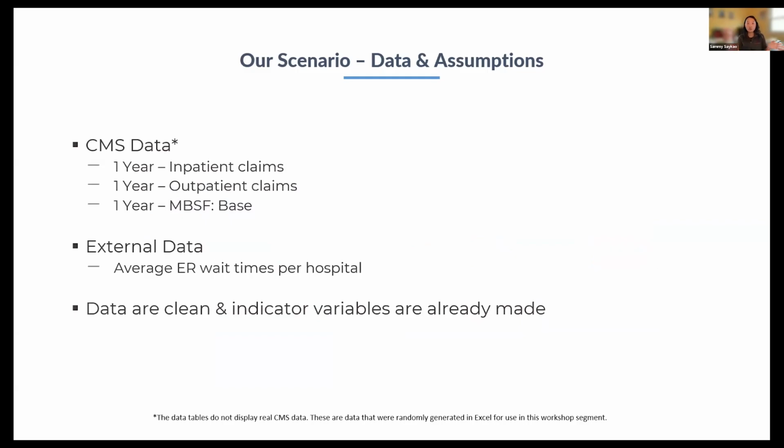So, expanding on our fake scenario, we've decided that we're going to go with one year of inpatient claims, one year of outpatient claims, and one year of the master beneficiary file base segment. And then we're going to have our external data, which again is a fake data set. Before moving forward, some assumptions. It's not a safe assumption to make if you are working right off the bat, but for ease and comfort, we're going to assume that the data are clean and we've already created our indicator variables. And before we go too deep, the tables here don't display real CMS data. They're all randomly generated in Excel for use in this workshop segment.